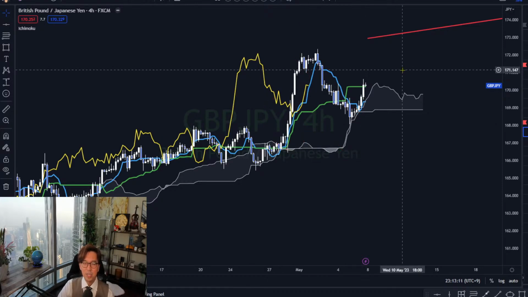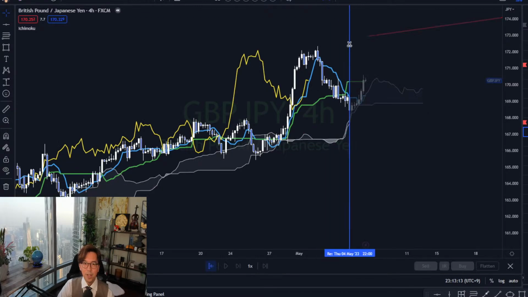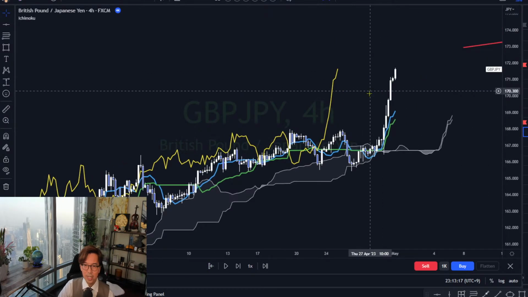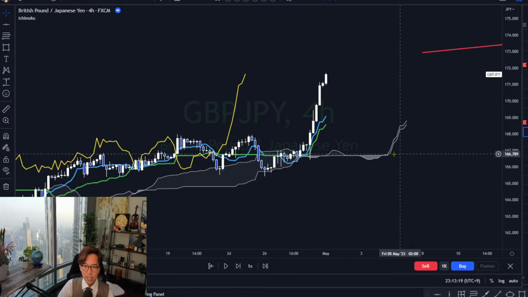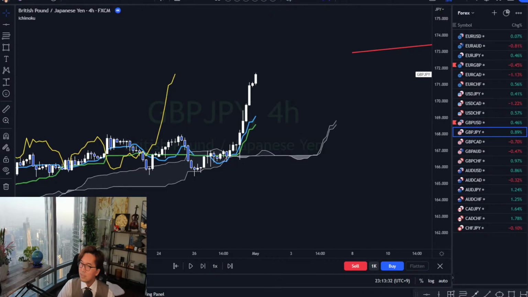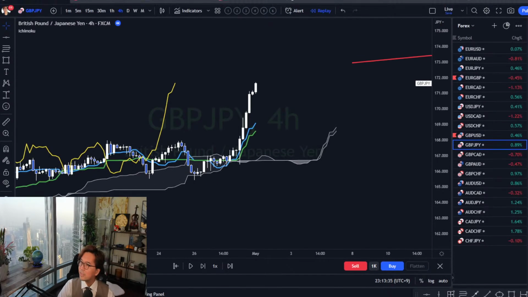To be more precise, if I just do bar replay and come back to this date like this, then you see the Kumo was very thin in the 4-hour time frame. Oops, hold on, let me show the whole screen. I'm sorry.